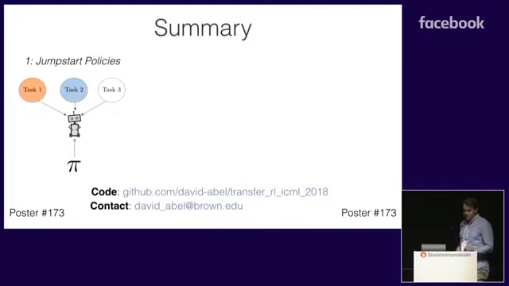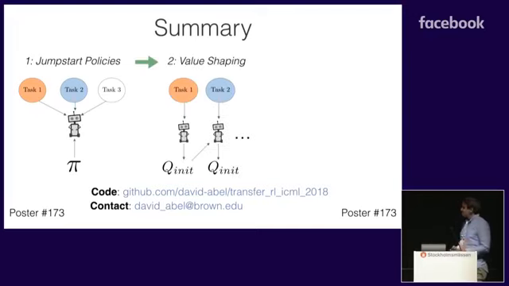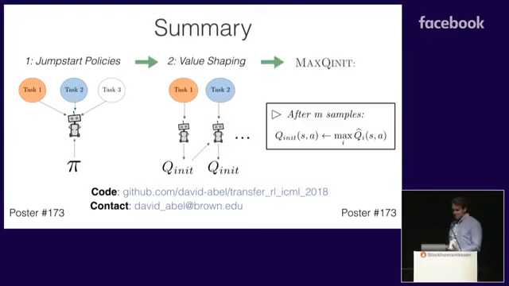So to summarize, we first tackle the nature of these optimal jumpstart policies to get a handle on what it looks like to do effective exploration in the lifelong RL setting. We then use these policies to inspire value shaping for the same purpose. In particular, we introduce this new algorithm MaxQ_init to do value initialization in lifelong RL that simultaneously preserves the PAC property while minimizing sample complexity.